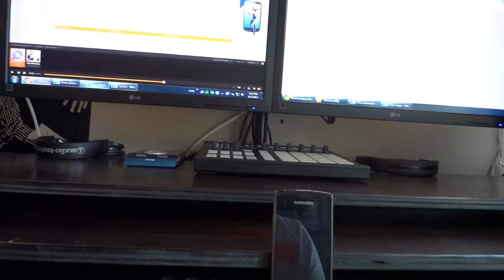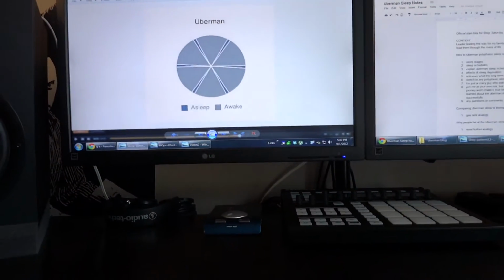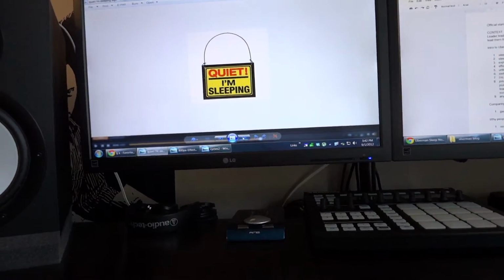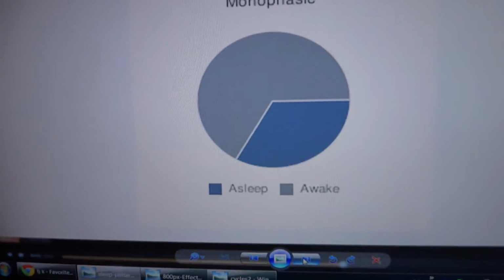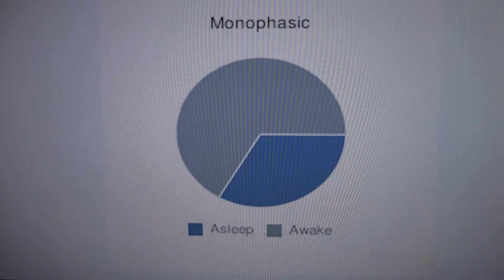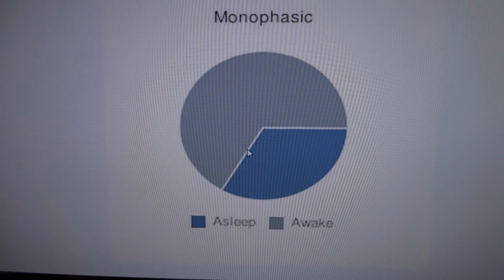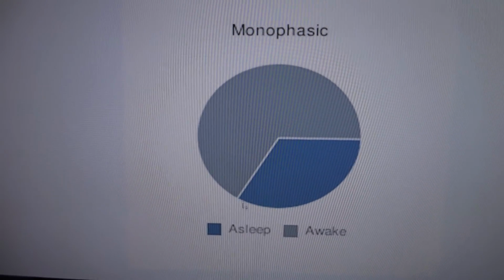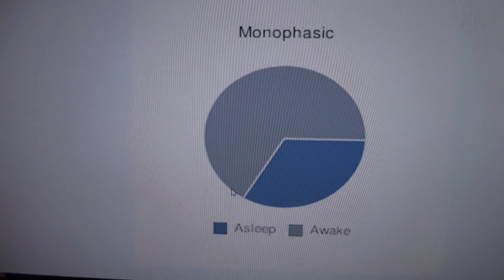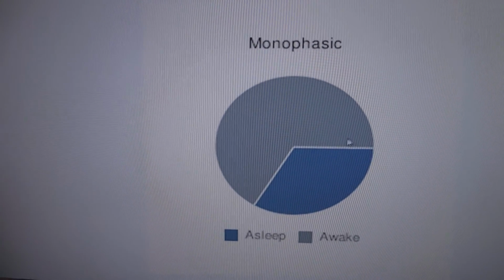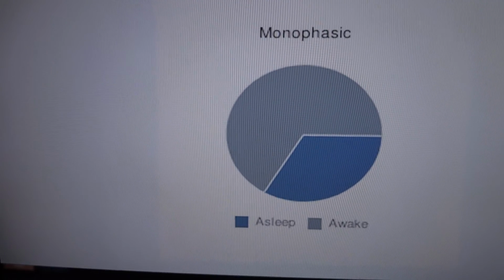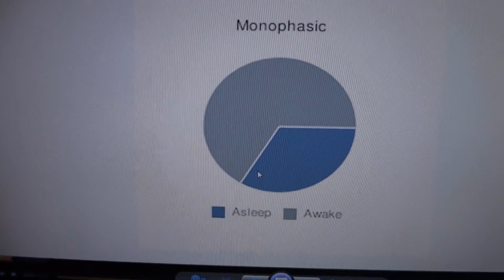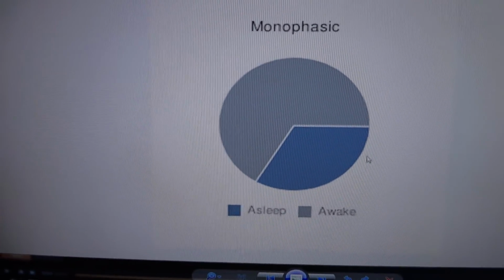So I'm actually gonna turn this around and show you guys what it is like. There we go, monophasic sleep. Just to give you guys a visual of what monophasic sleep looks like, that's where at nighttime you have this one big chunk of time where you're asleep, and then throughout the day you are awake. And then polyphasic sleep is when you start breaking up this sleep period into smaller chunks.